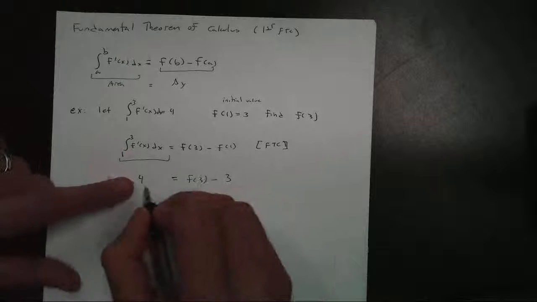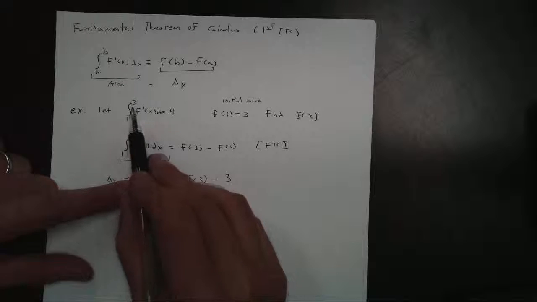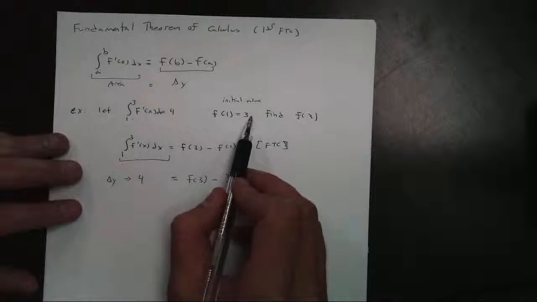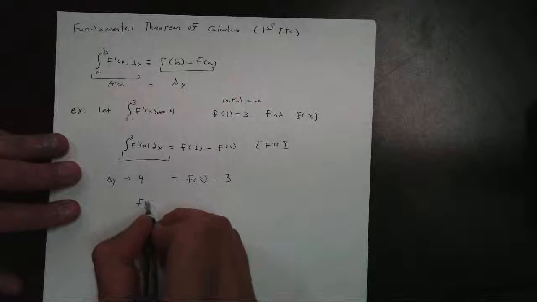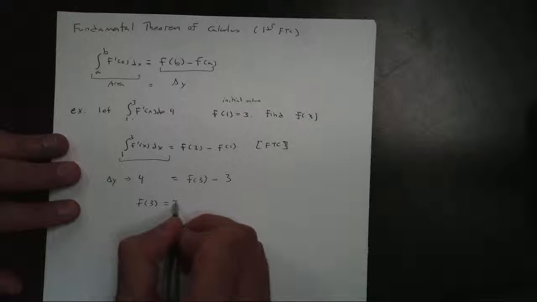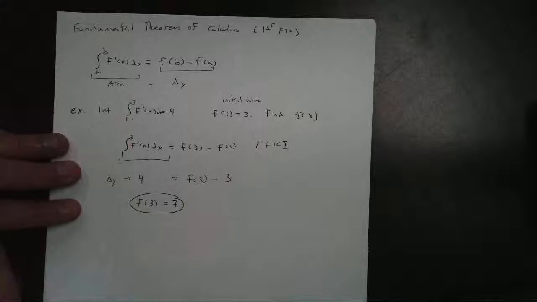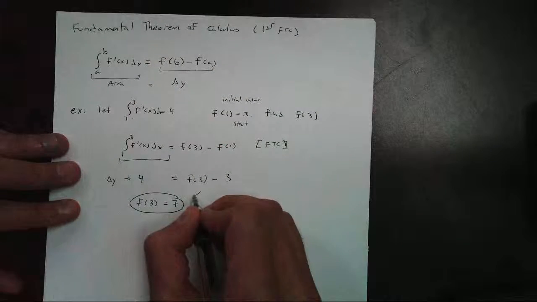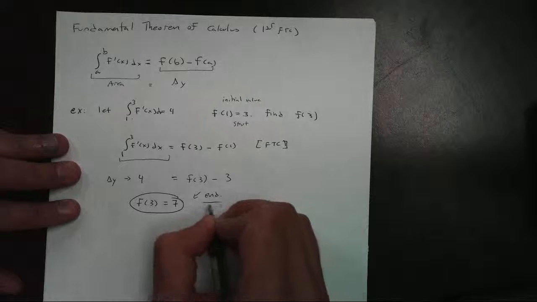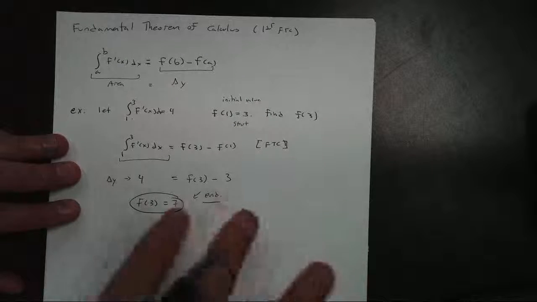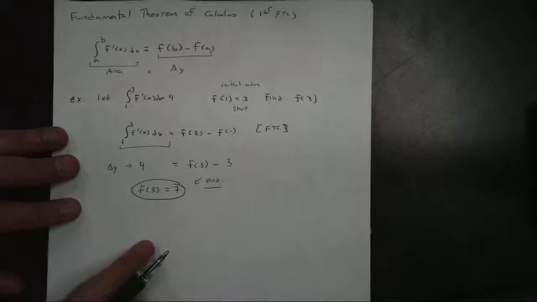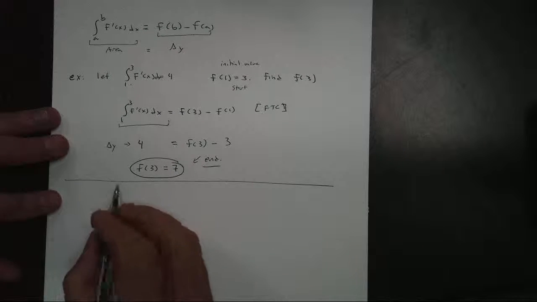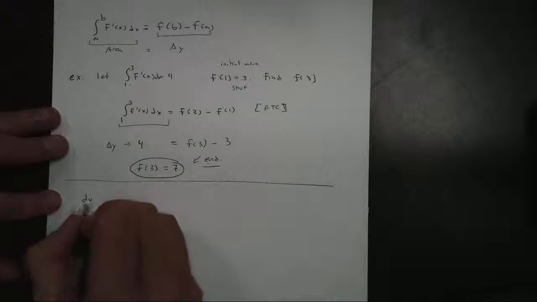Now, if this is my change in my y values from 1 to 3, I'm starting at 3, we change it by 4, we should end up at 7. And exactly that's what we do. If we add the 3 to both sides, we get f of 3 is 7. So I know where I start from at 3, and this is where we ended up at. And this is very much related to displacement, which we're going to see again later on.